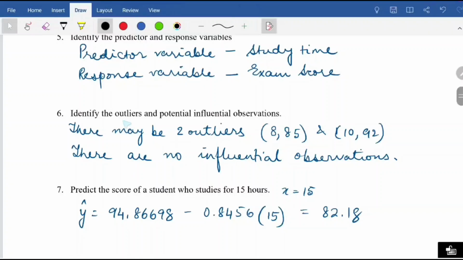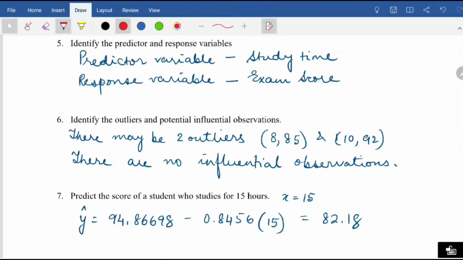What else? Identify the outliers. I don't think there were any outliers as such, but (8, 85) and (10, 92) could be considered as potential outliers. It's always good to use the word potential because we don't know exactly if they are outliers or not. So they could be, but it's possible that they aren't outliers either.